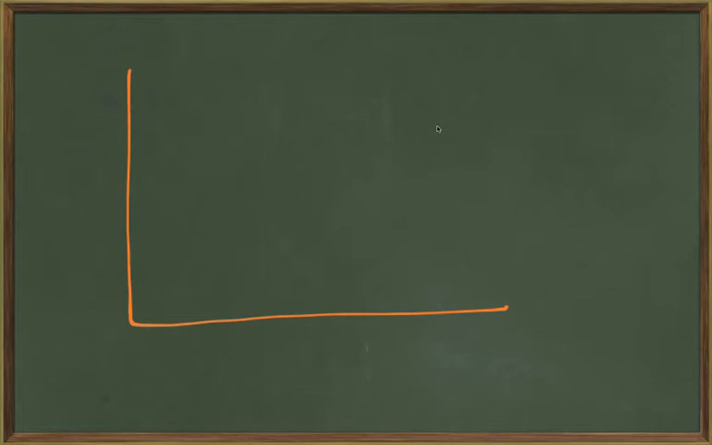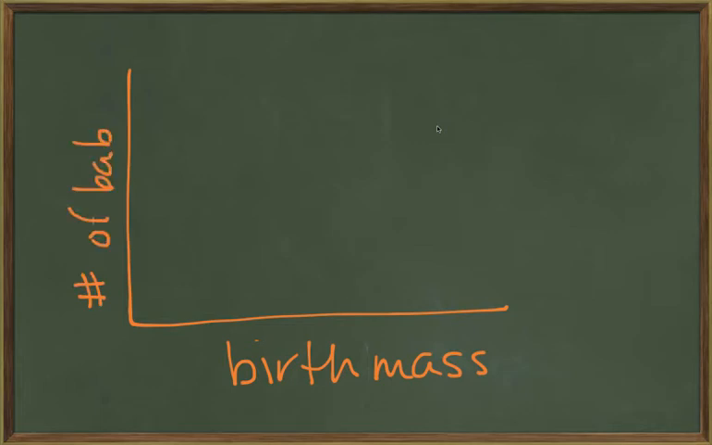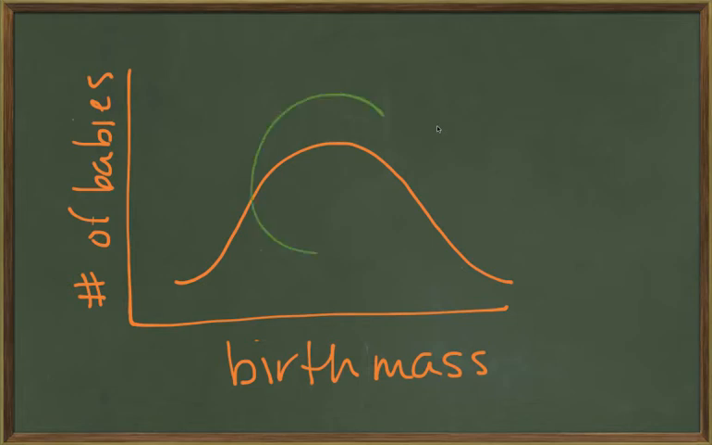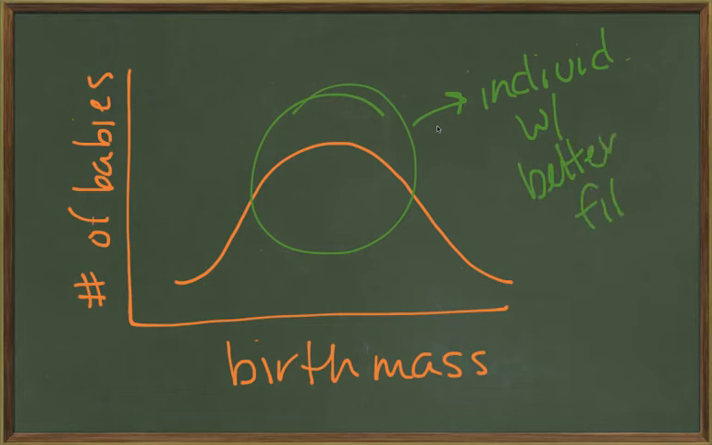What this one would look like, say I am looking at birth mass on my x-axis, and on my y-axis, I'm looking at the number of babies born within that. Normal bell curve, you'd have something that looks like this. For this one, with stabilizing, I'm selecting the middle of my bell curve. These are the individuals with better fitness. They're the ones that are going to survive. They have a better chance of survival.